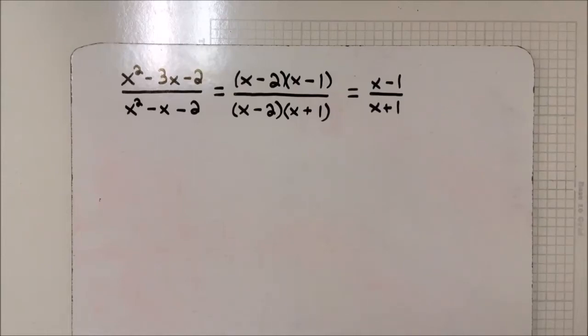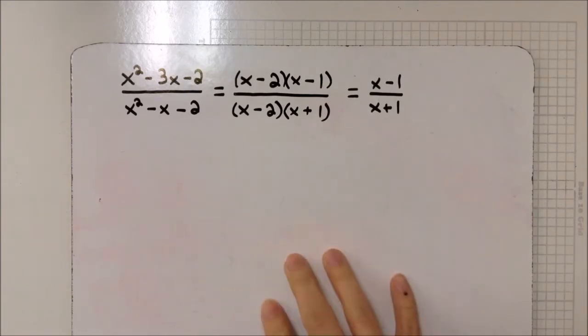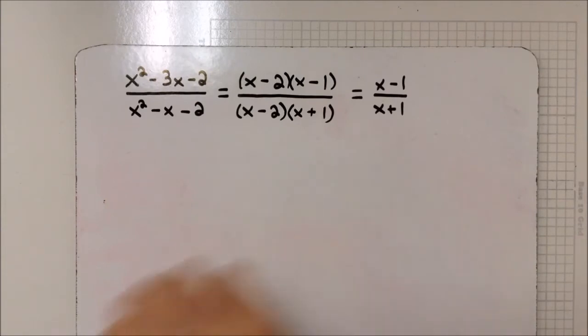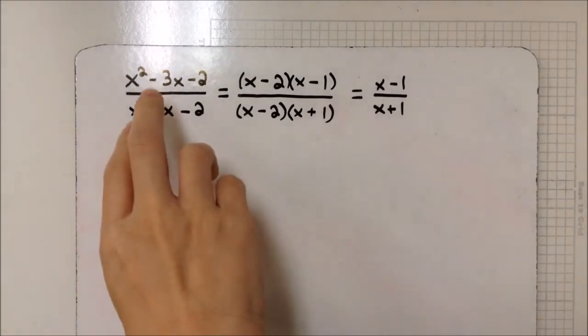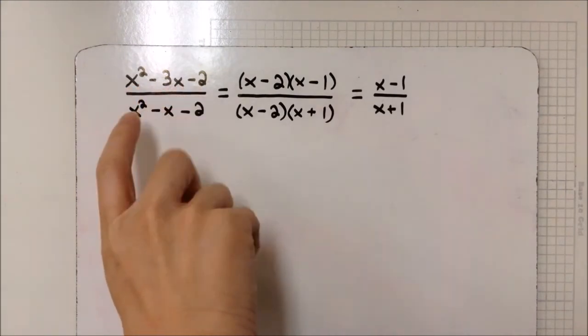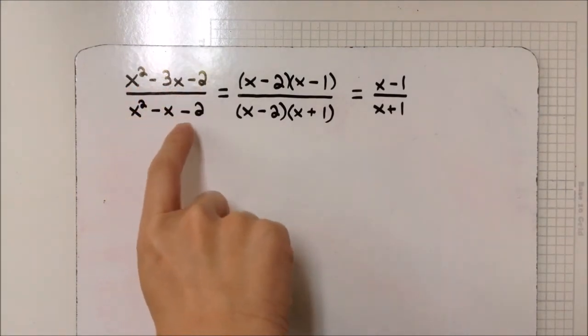Hey, hey, hey, we have another rational function here, and yes, more work, more steps. But this should be simpler than the last two. Alright, so our function here is x squared minus 2x minus 2 over x squared minus x minus 2.